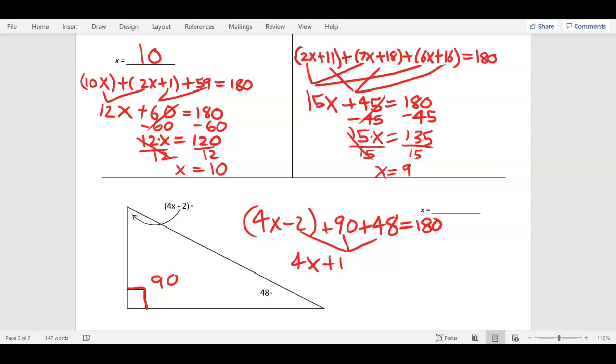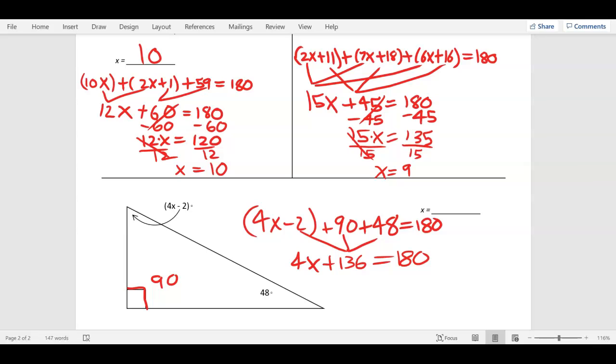Negative 2 plus 90 plus 48. So it's 138 minus 2, so 136. Let me know if y'all get something else. But negative 2 plus 90 plus 48, I'm pretty sure it's 136. You're good? 136? Okay.